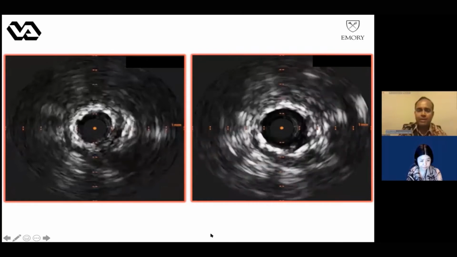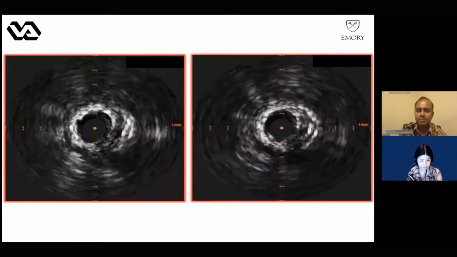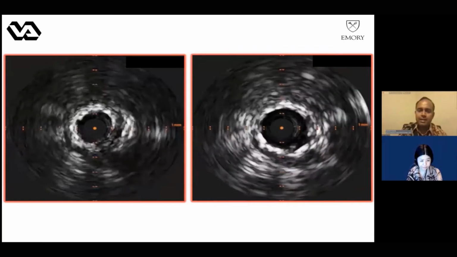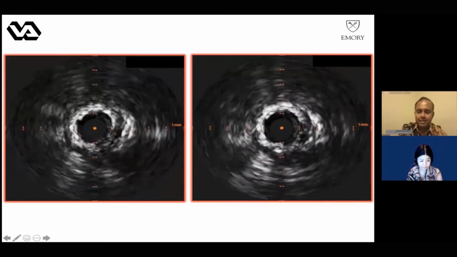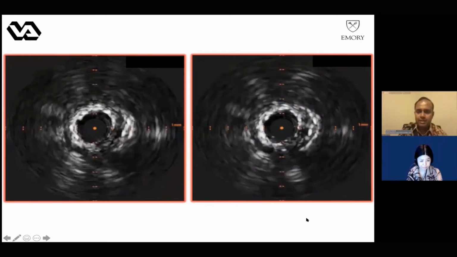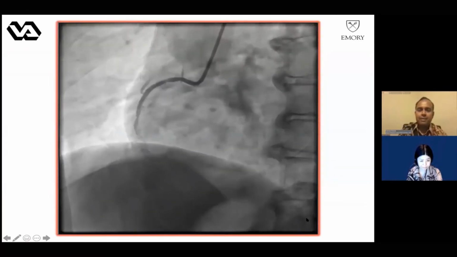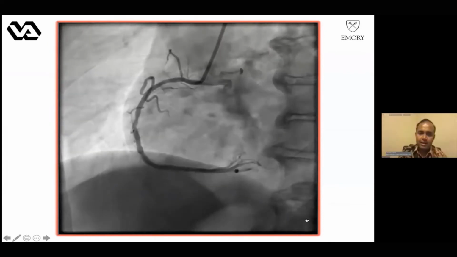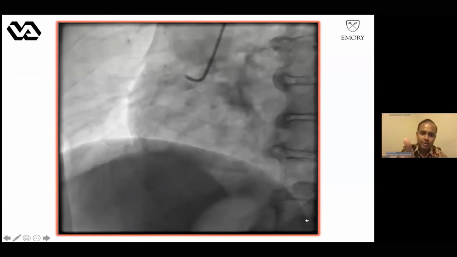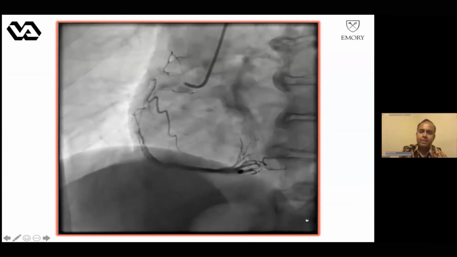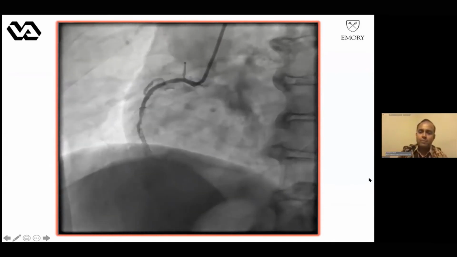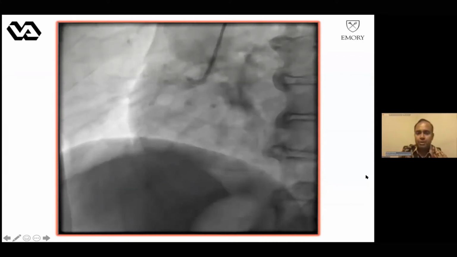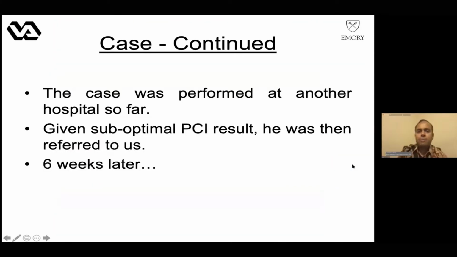But however, he had taken the NC balloon to 30 atmospheres, and he had not had success in expanding this, but he recognized that he needed help. This was the final angiographic result that you obtained. And I think our panelists can also see that there is still some waist on this balloon, on this stent, I'm sorry. And at this point, given the suboptimal PCI result, he was referred to us.